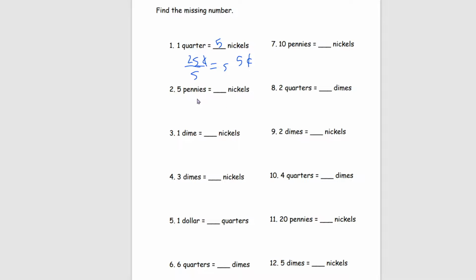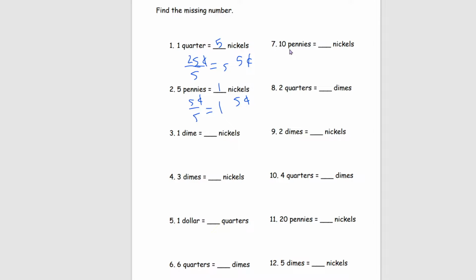For number 2, we have 5 pennies and blank nickels. So we see that 5 pennies is 5 cents, and blank nickels, and each nickel is 5 cents. How many nickels are in 5 pennies? So we just divide by 5, and we know that there is 1 nickel in the 5 pennies.